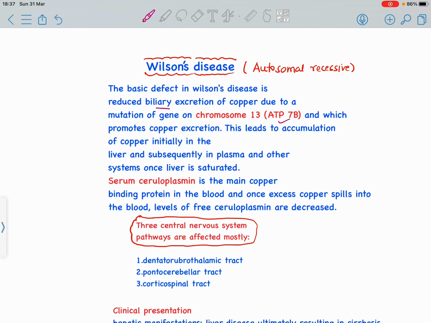Since there is a mutation on the ATP7B gene on chromosome number 13, it leads to accumulation of copper initially in the liver, and once the liver is saturated, there will be an increase in the copper in plasma. And serum ceruloplasmin is the main copper binding protein in the blood, and once the copper spills into the blood, the level of free ceruloplasmin is reduced, and the copper will get deposited first of all in the blood and then into multiple tissues, mainly the liver and then the brain.